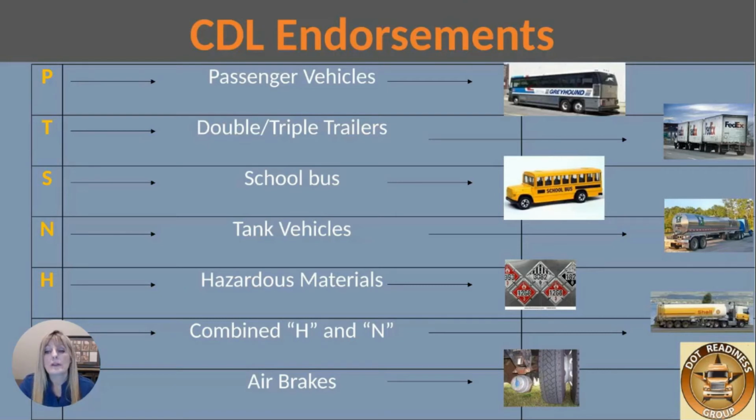N is for tank vehicles. So that's for tanks. Hazardous materials is an H. And an X is a combined H and an N. So it's a hazardous material in a tanker vehicle. So you might be able to haul a tanker that's hauling milk or something that's non-hazardous, and you would just need the N endorsement for the tank endorsement.